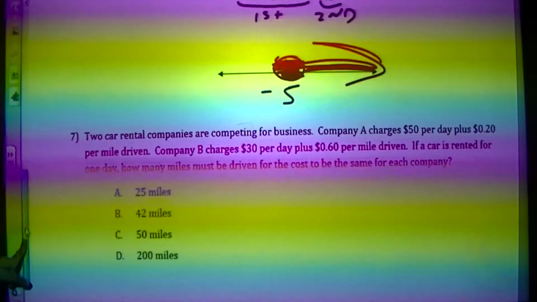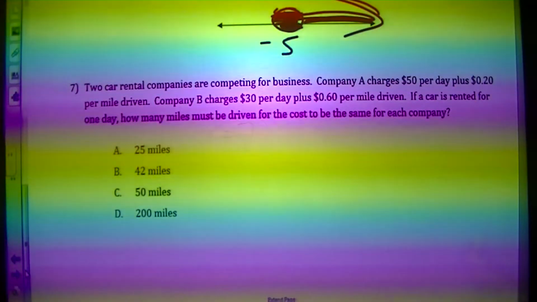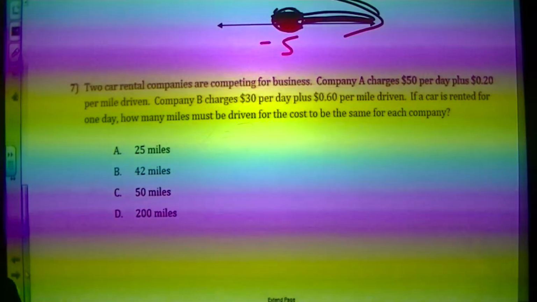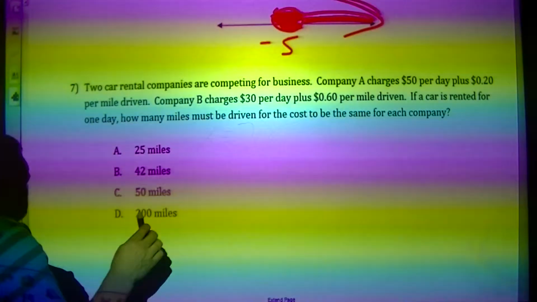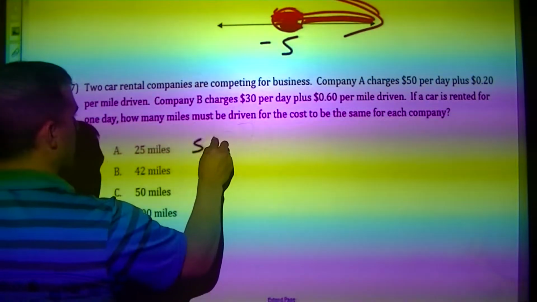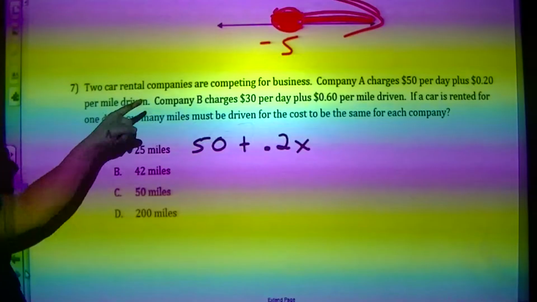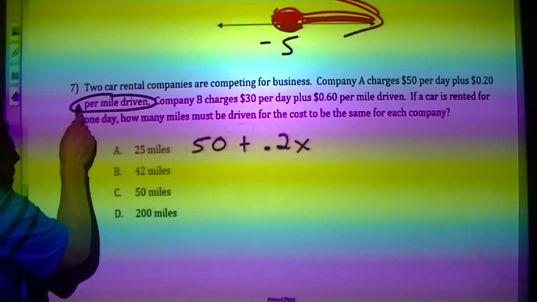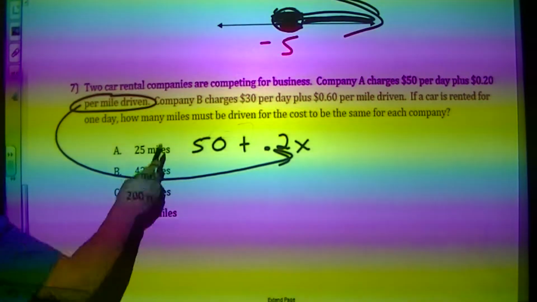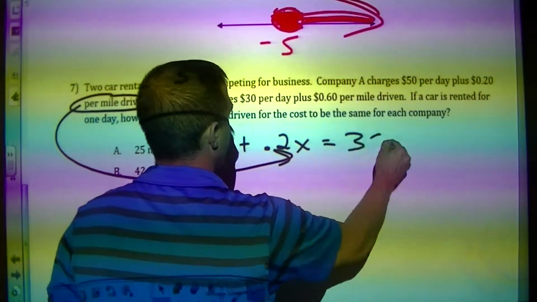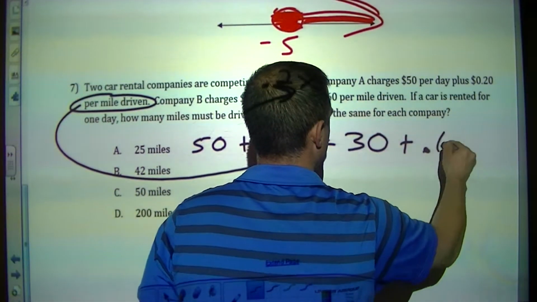Two rental car companies are competing for business. A company charges $50 per day plus 20 cents per mile. So that's going to be 50 plus 0.2x, because that's the per. That's a tip to do that. This one's going to be $30 a day plus 0.6 per.